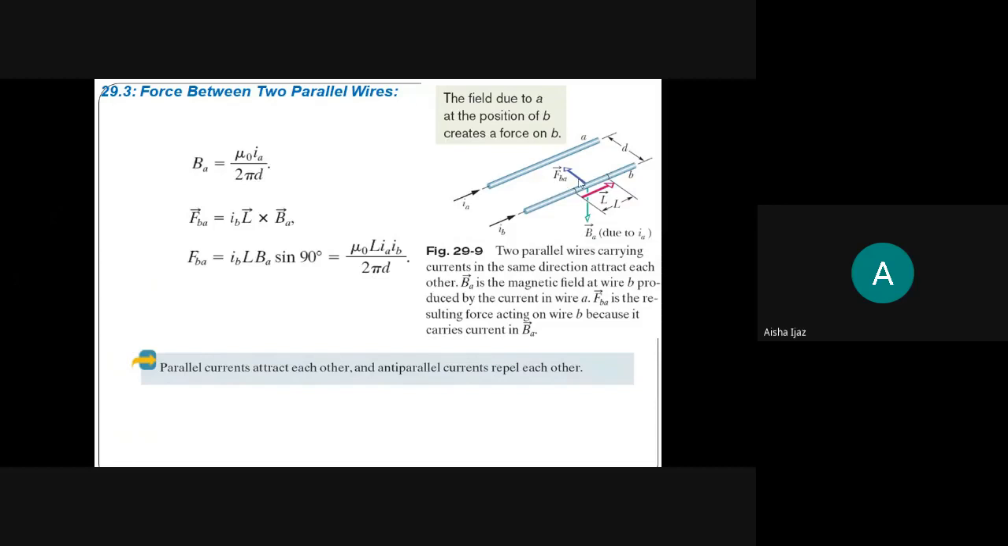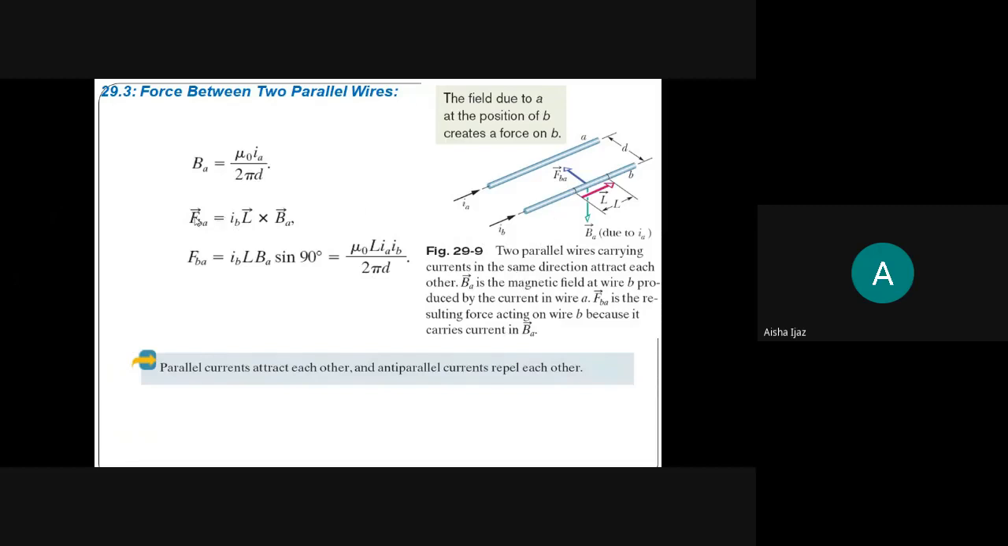Now for a current carrying wire, the force formula is IL cross B. You remember this formula? We have learned this even in FSc also. If you have a current carrying wire, you have IL cross B. If you have a charge, you can also have QV cross B. So here I'm not using QV cross B, I'm using IL cross B. But if you have two wires, the point will be given to you.